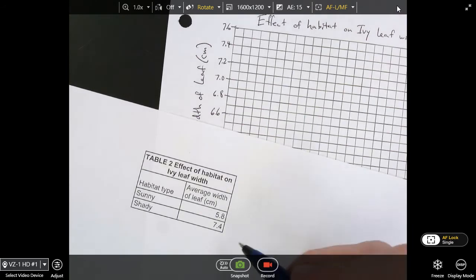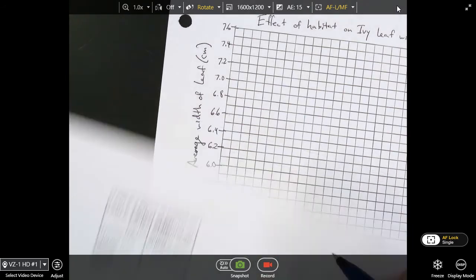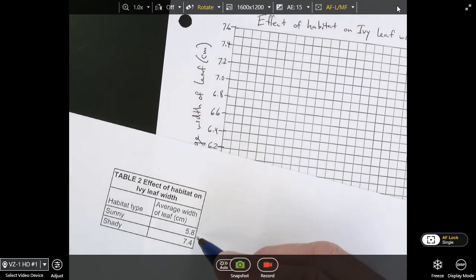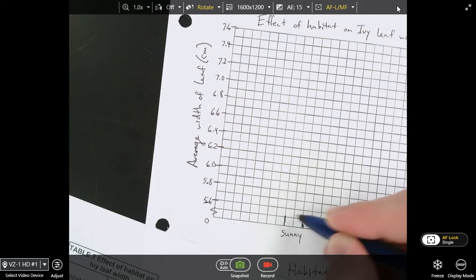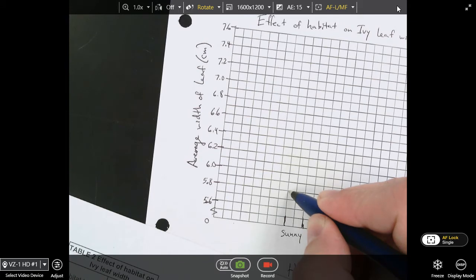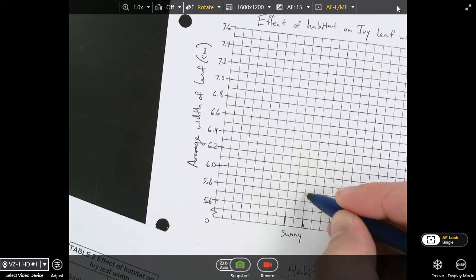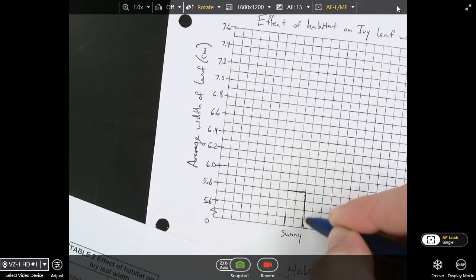So Sunny, I go over to Sunny, and I go up to 5.8. So whether you make it 1 bar wide or 2 bars wide, it doesn't really matter. But I'm going to 5.8, so I find 5.8. I line it up with where my bar is going to be. I put a line there. I extend it down again.